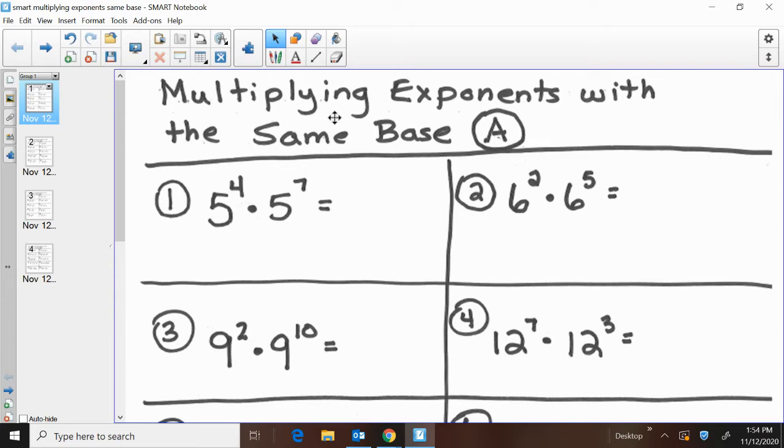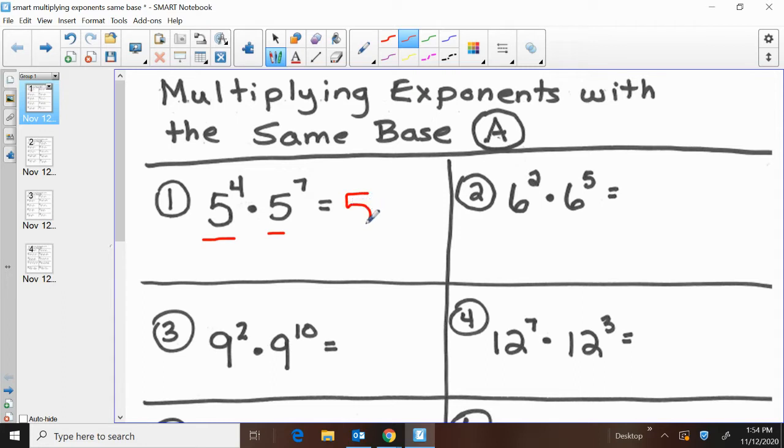As we multiply exponents with the same base, you're going to see that you end up adding the exponents, and you keep the base the same. When you're multiplying, the dot means multiplying. If I'm multiplying 5 to the 4th times 5 to the 7th, I keep the same base. So the base stays the same. I'm going to keep that as 5.